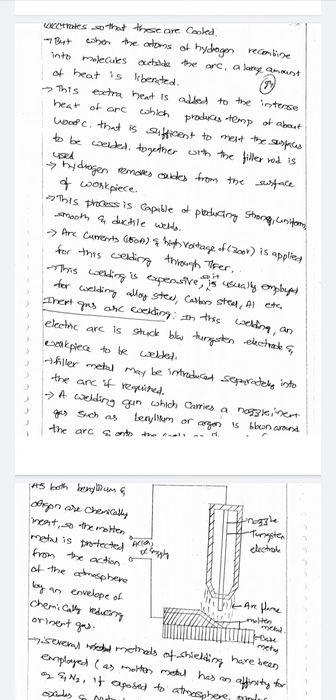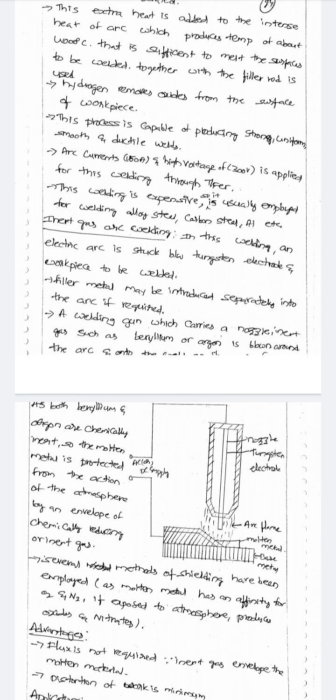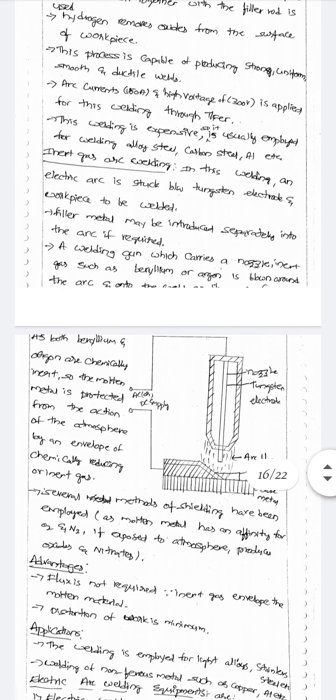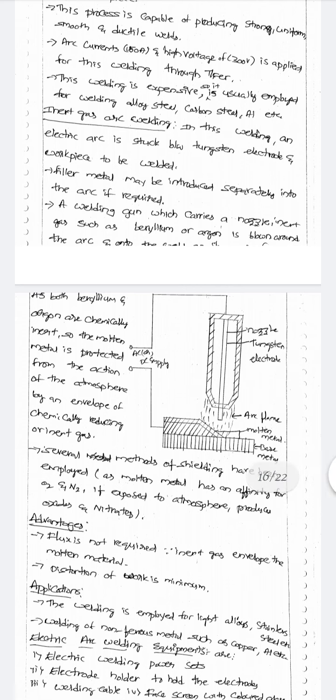Hydrogen removes oxides from the surface of the workpiece. This process is capable of producing uniform, smooth welds. In this case, arc current required is 150 amps and voltage is 300 volts. Next, inert gas arc welding.